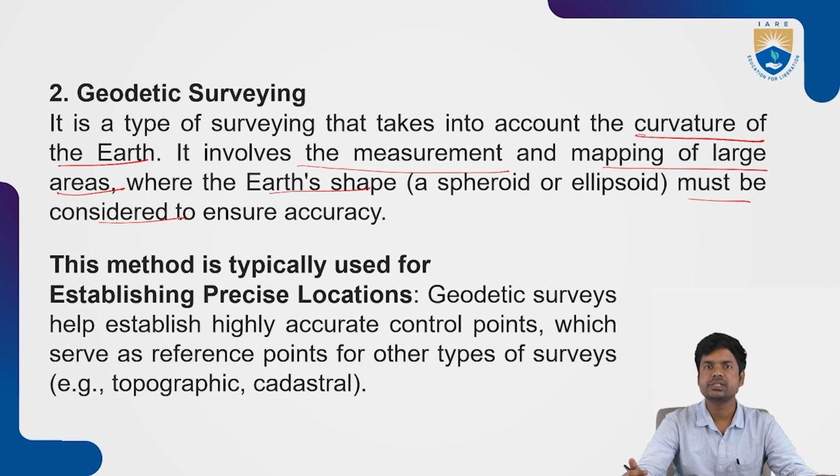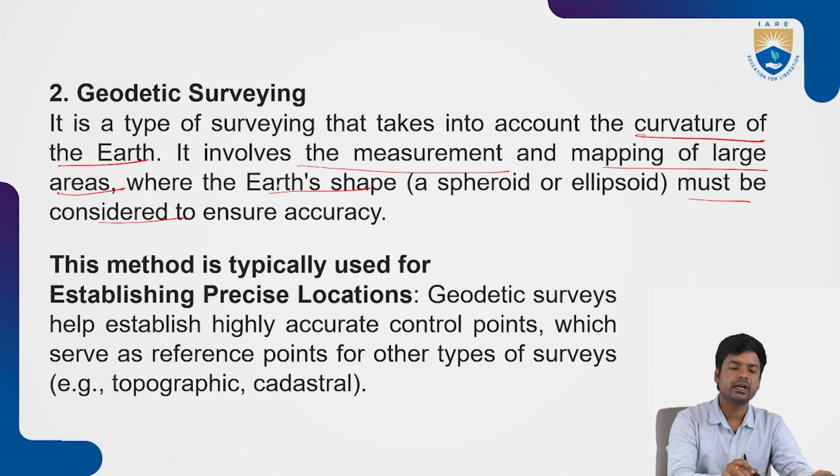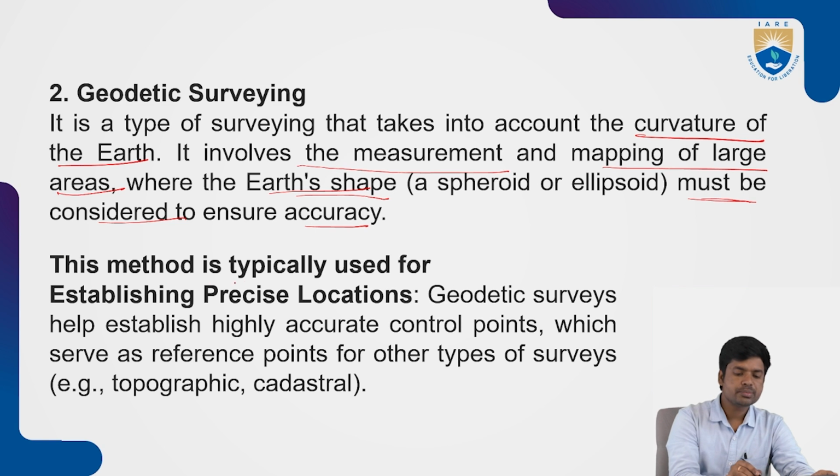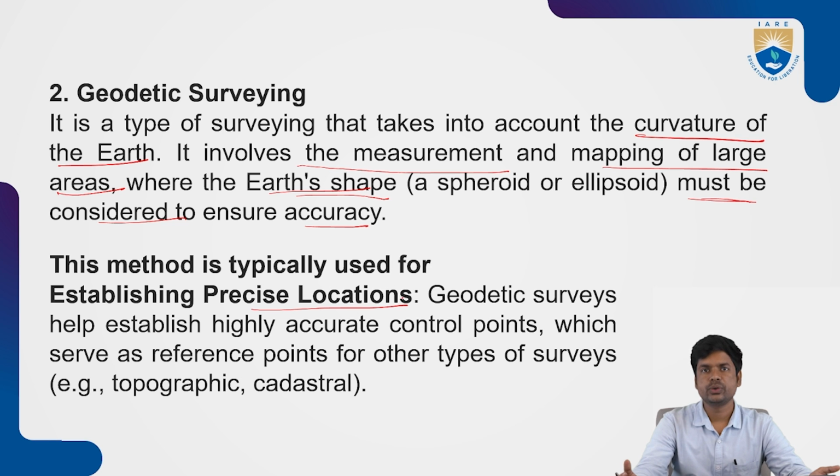So by using geodetic surveying, we are going to survey large areas where the earth shape must be considered to ensure the accuracy. To improve the accuracy, we are going to consider the earth curvature. Next, this method is typically used for establishing precise locations. To establish the precise, accurate locations, we are going to use geodetic surveying.